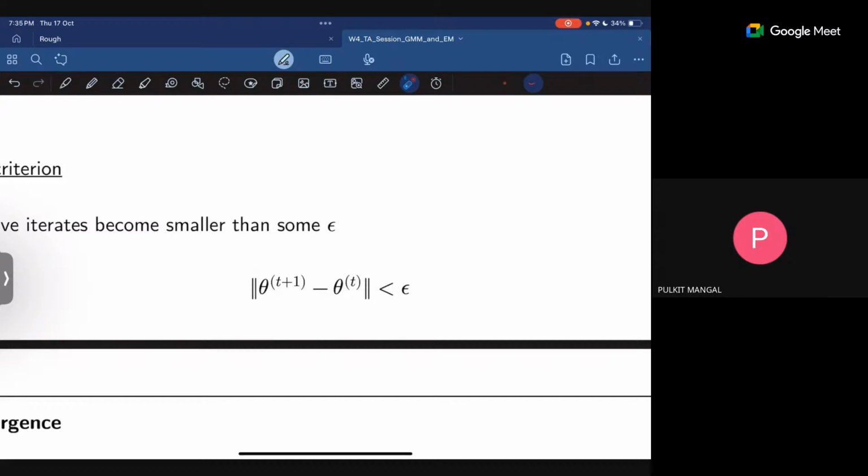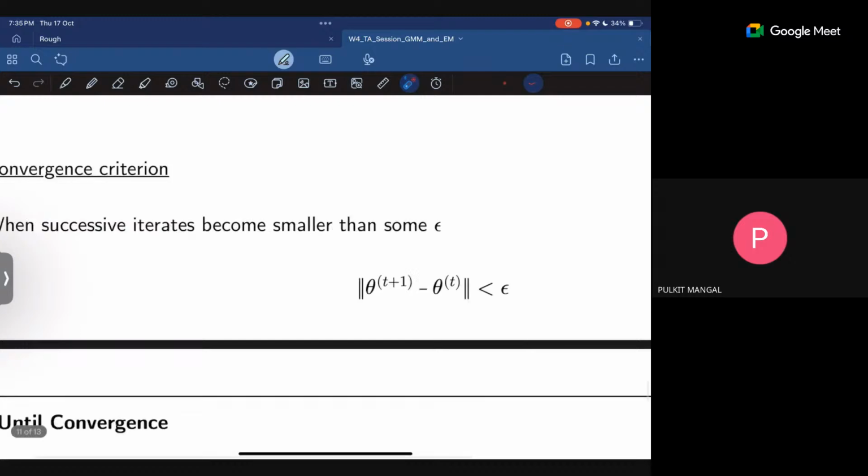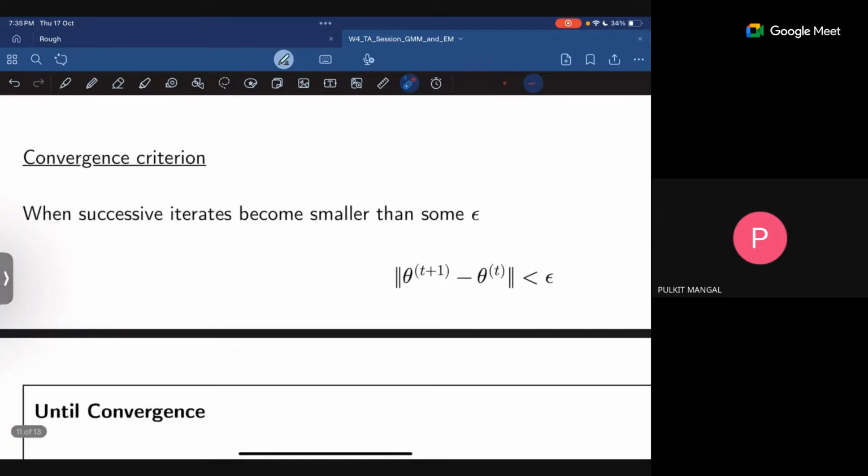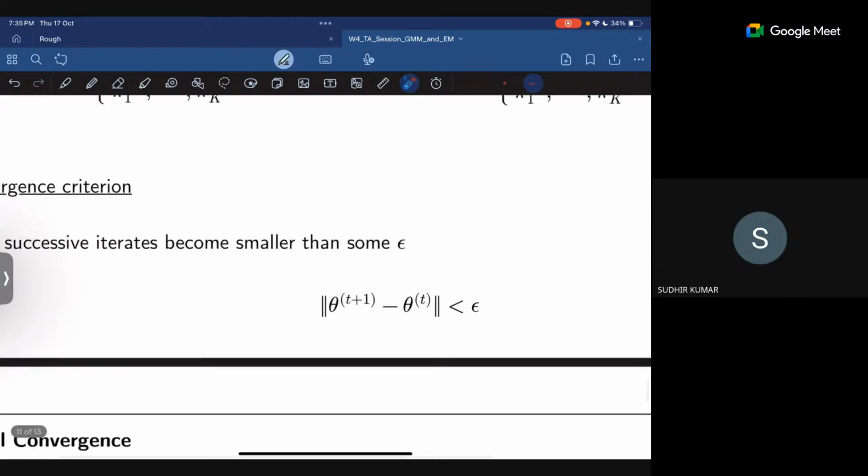Usually we set it like this. If the difference between those two is less than this much, then we will call our algorithm converged. Sir, can you please show how this norm will look like?